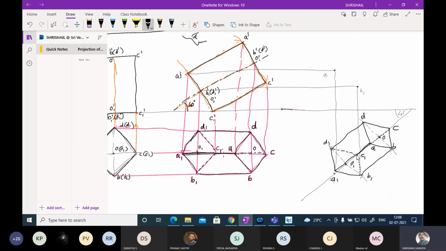And similarly C, this one. And C, this will be point C1. And D is coming on this line itself. Project it. This will be point D1. So by thin line you just join them, A to B, B to C, C to D, D to A. You join them. Okay, I join them.